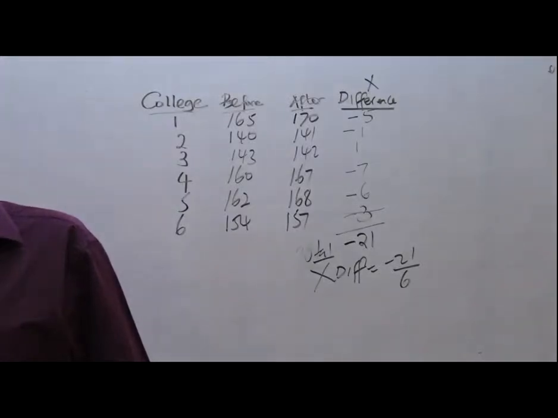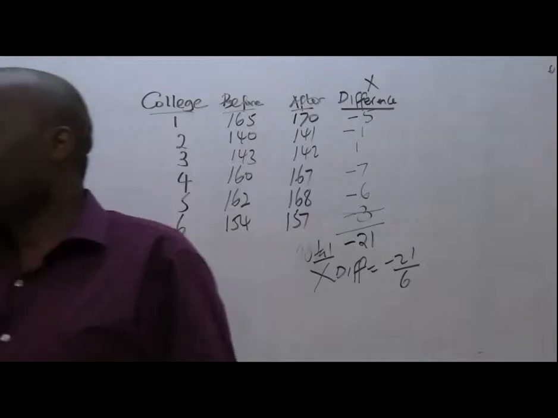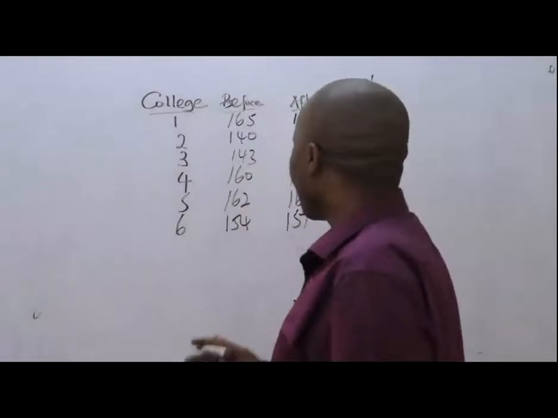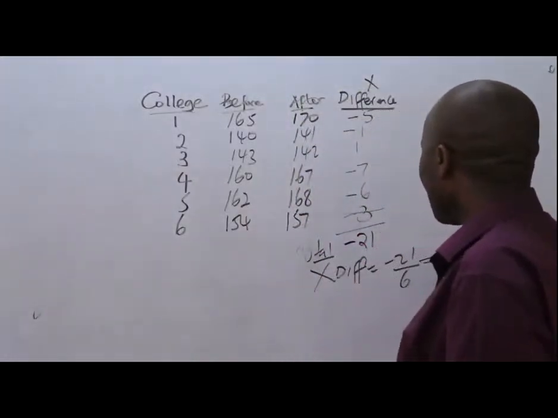Is there anybody who is able to give us that X bar? X bar is minus 3.5. Thank you very much. So X bar for the differences is minus 3.5.